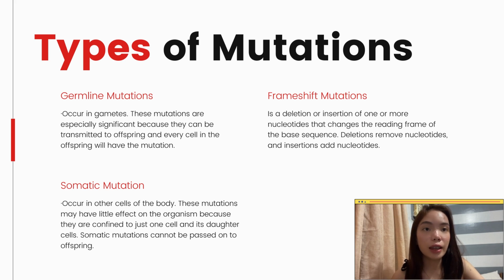These are the other three types of mutation: the germline mutation, frameshift mutation, and somatic mutation. Germline mutation occurs in the gametes. These mutations are especially significant because they can be transmitted to the offspring, and every cell in the offspring will have the mutation. Somatic mutation occurs in other cells of the body. These mutations may have little effect on the organisms because they are confined to just one cell and its daughter cells. Somatic mutations cannot be passed on to the offspring.